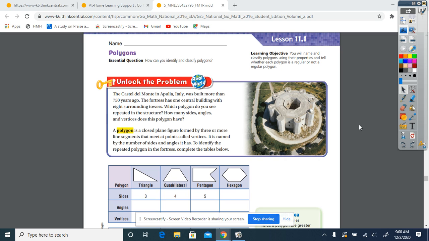Hey guys, it's Simpson here, and we are going to go over a couple things today about polygons and how to classify polygons. I am looking at page 637 in your GoMath book, if you want to pause the video and get out your GoMath book. So first we need to define what is a polygon.